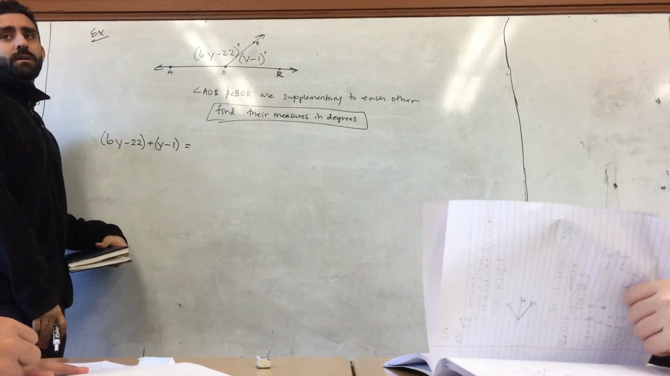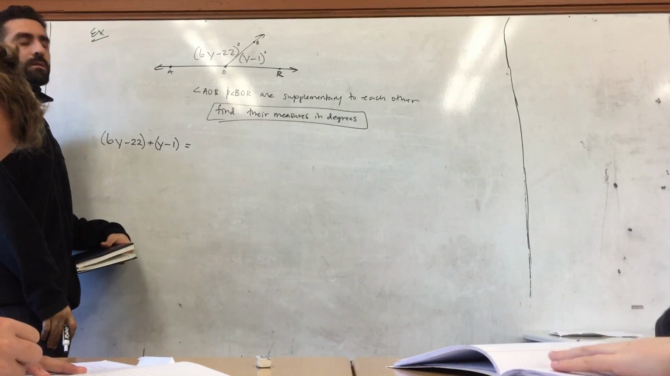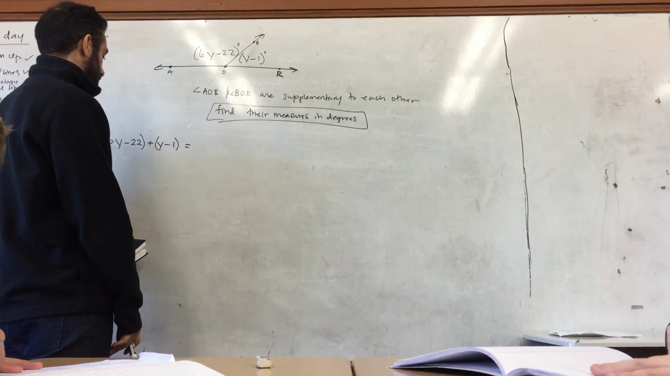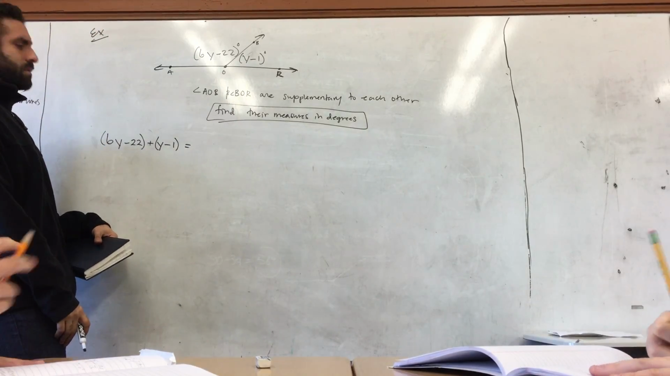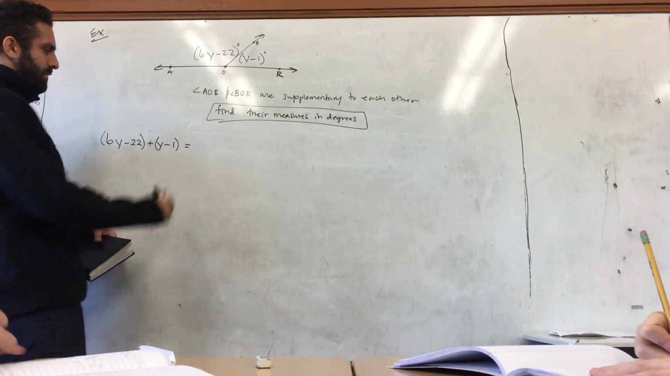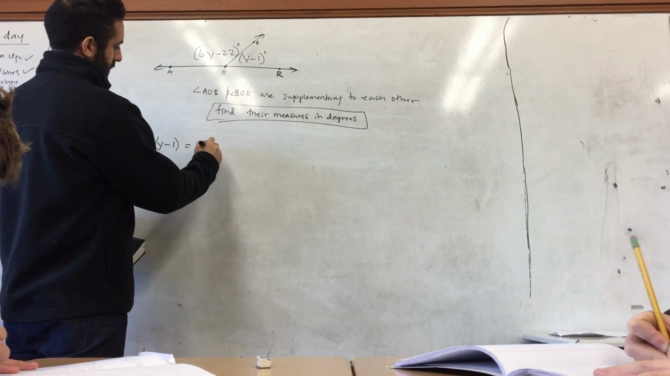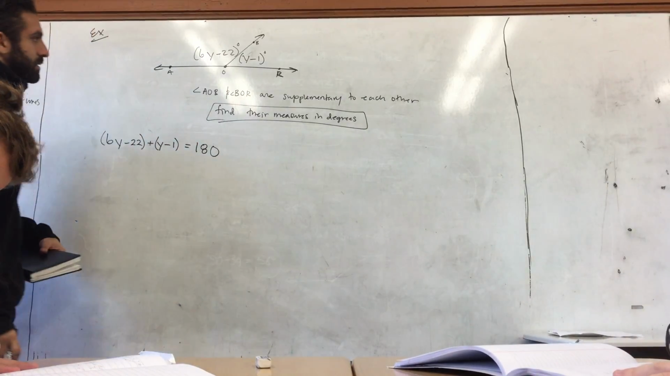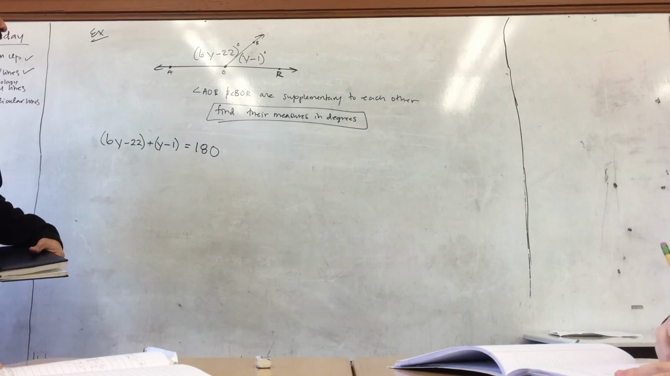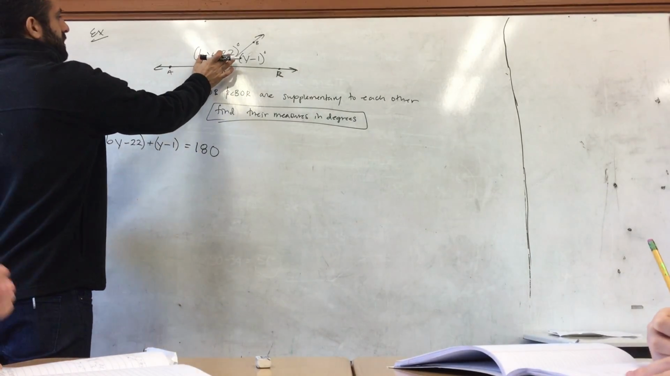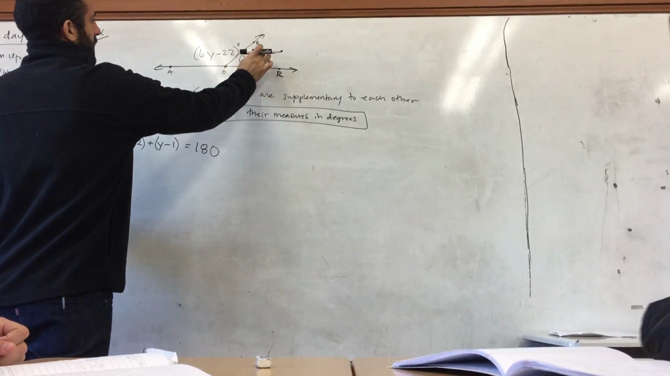Equals what? 180. We have to leave the exponent. We don't have any exponents. Where are you getting exponents from? No, those are degrees. This is some amount of degrees.